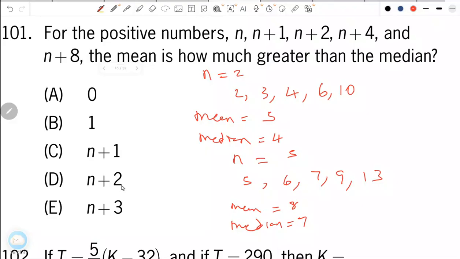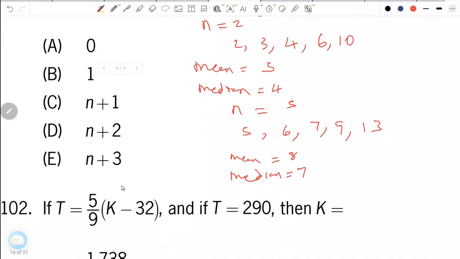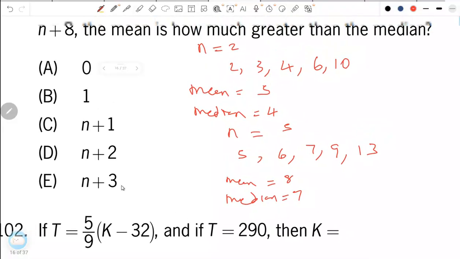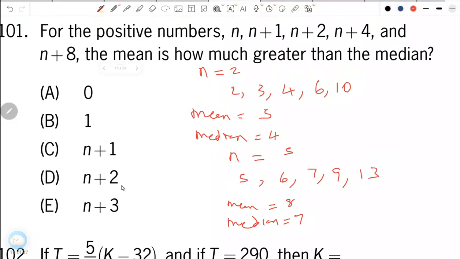To be sure, we try another number. When n equals 5, the sequence becomes 5, 6, 7, 9, and 13. The mean equals 8, the median is 7. 8 minus 7 is 1. We concluded. Then we started solving this one.